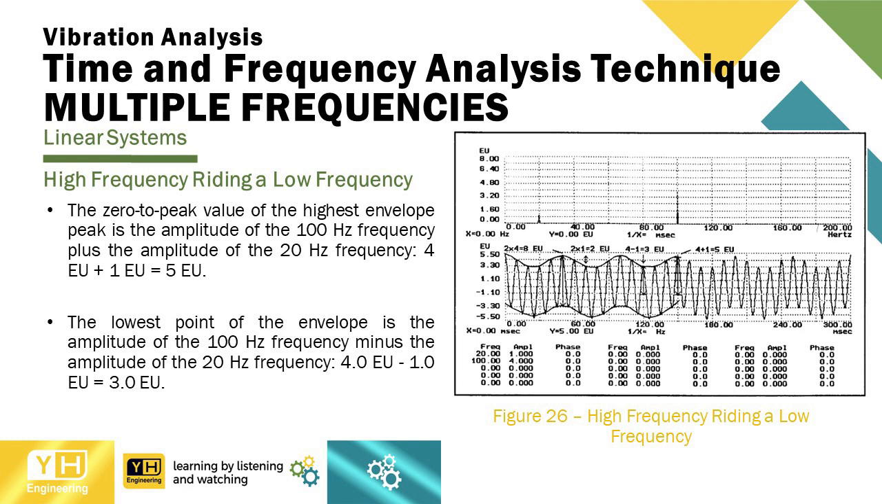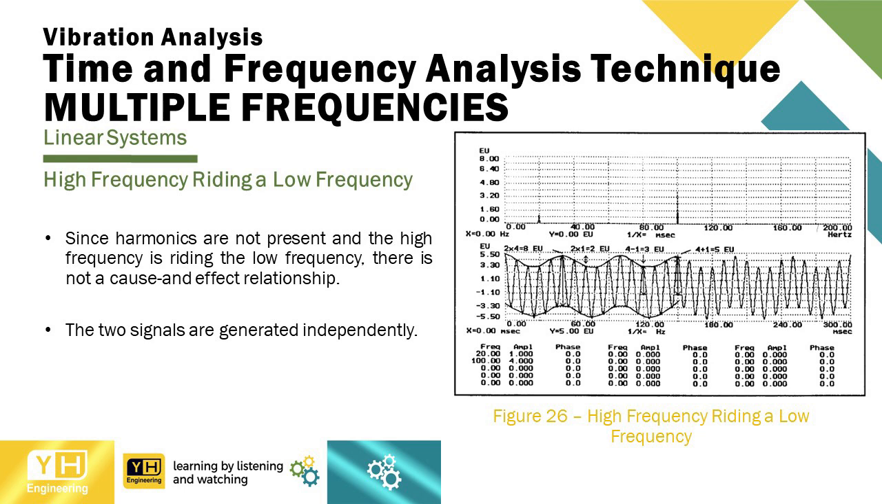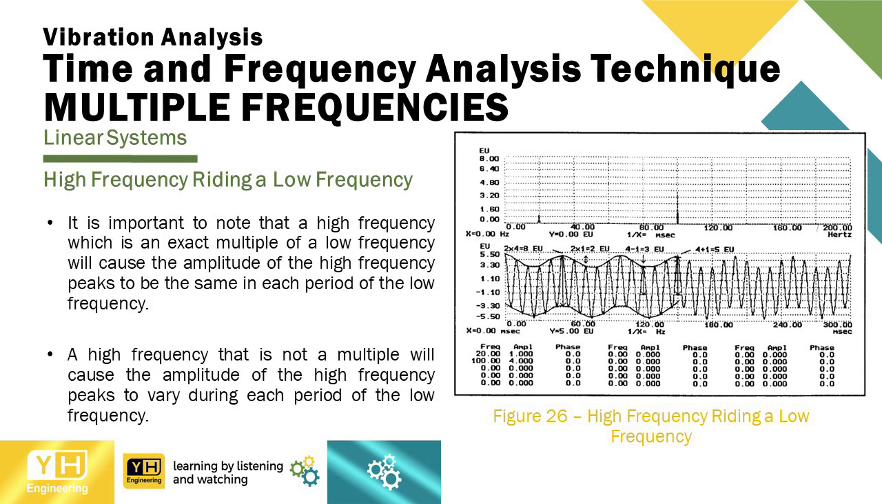The lowest point of the envelope is the amplitude of the 100 Hz frequency minus the amplitude of the 20 Hz frequency. 4.0 engineering units minus 1.0 engineering units equals 3.0 engineering units. Since harmonics are not present and the high frequency is riding the low frequency, there is not a cause and effect relationship. The two signals are generated independently. It is important to note that a high frequency which is an exact multiple of a low frequency will cause the amplitude of the high frequency peaks to be the same in each period of the low frequency. A high frequency that is not a multiple will cause the amplitude of the high frequency peaks to vary during each period of the low frequency.